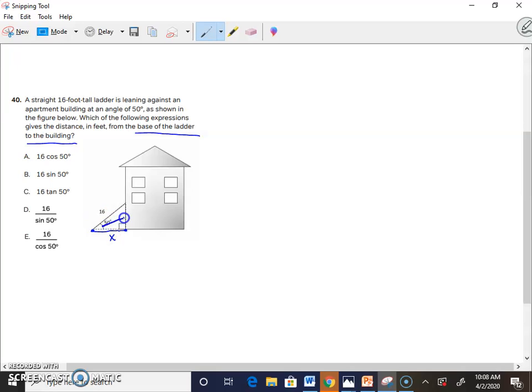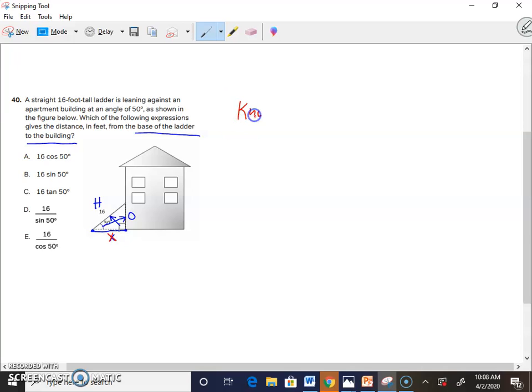Well, here's my 50-degree angle. So this side here would be my opposite. Across from my 90 would be my hypotenuse. And I'm looking for X. Okay, X is the one that I'm looking for. This is what I'm trying to find here. Okay, so remember, we're going to go through.